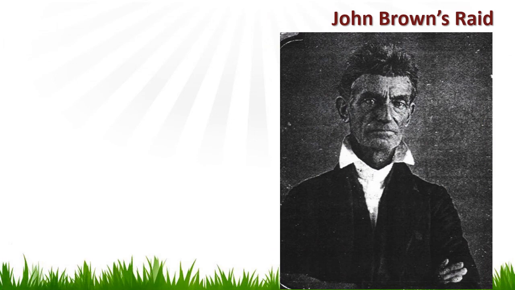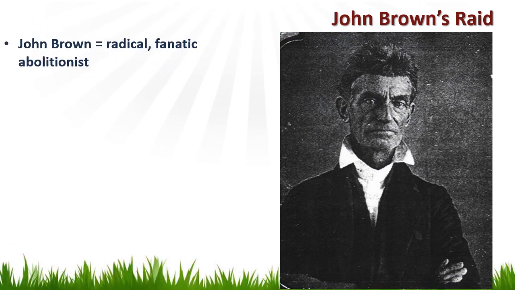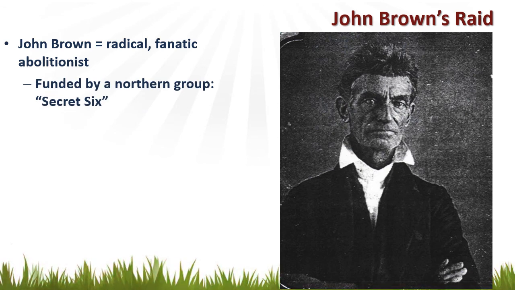Our last incident that creates crisis is the man on the right, John Brown. John Brown was a radical, fanatic abolitionist with a deeply religious sense of right and wrong. In his moral universe, in his head, slavery is so wrong that anything he does to attack it is morally justified. So he is on fire against slavery. He gets funding by a northern group that gets nicknamed the Secret Six. So they are supporting him in his plans to deal with the issue of slavery.